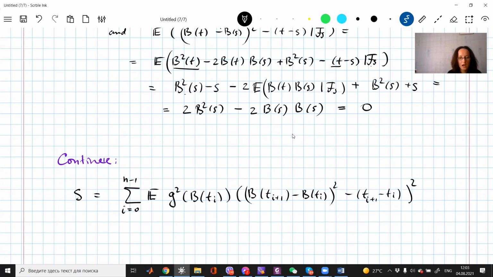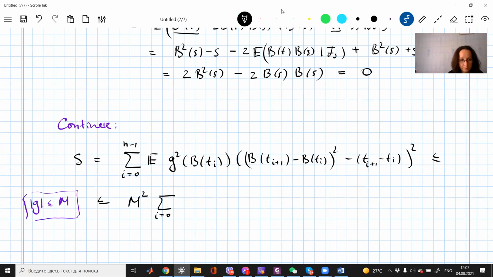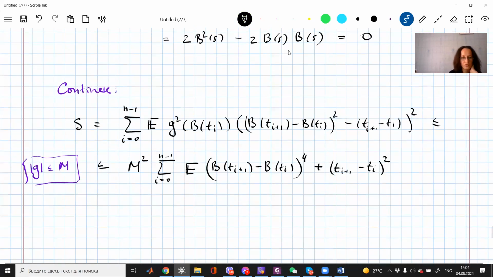So now I can bound it. I assume that g is a bounded function, bounded with some constant m. So I will write here m square, and here I will consider the expectation of these brackets to the square. So here I will have the fourth moment of b from ti, plus ti plus 1 minus ti to the square. And the term with minus I will just omit here because I have an inequality.